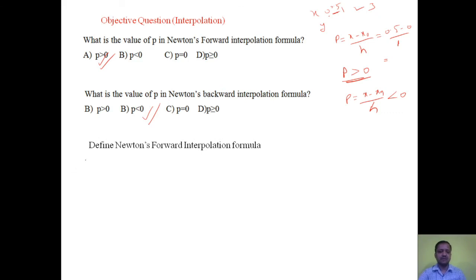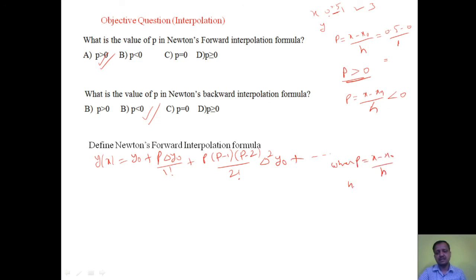Define forward interpolation formula. So y of x equals y naught plus p into del y naught by 1 factorial, plus p into p minus 1 by 2 factorial into del square y naught, plus and so on, where p is equal to x minus x naught by h, where h is called the step size or spacing of x data.